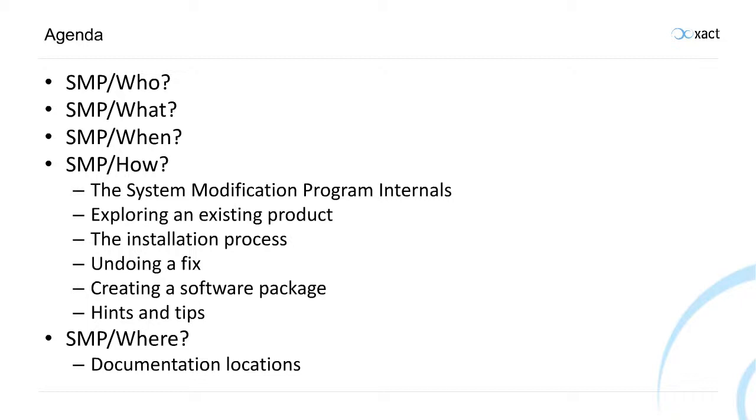And the main part of the presentation is SMP How, where we will delve into SMPE internals. We will see how to explore an existing product. We will go in details with the installation process as seen by the installer, including how to undo a fix. The second half of the main part is a discussion about how to create a software package for SMPE installation. We will have some hints and tips about frequent errors, and finally have a list of manuals and knowledge center locations.